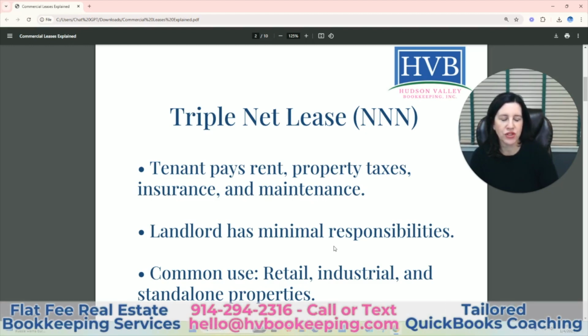So the landlord will know generally what the property taxes, the maintenance, and so forth is, and then that is added on to your base rent bill. Or if you're the landlord, you're going to add that on. You don't want to wait until year end to charge your tenant for this, right?